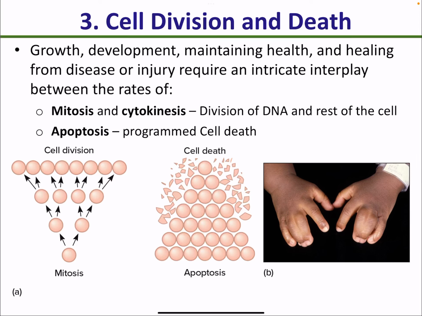Hello, everyone. This is the second and last part of chapter 2. We are going to start with looking into cell division and death. Why is cell division occurring in our body and why are cells dying?